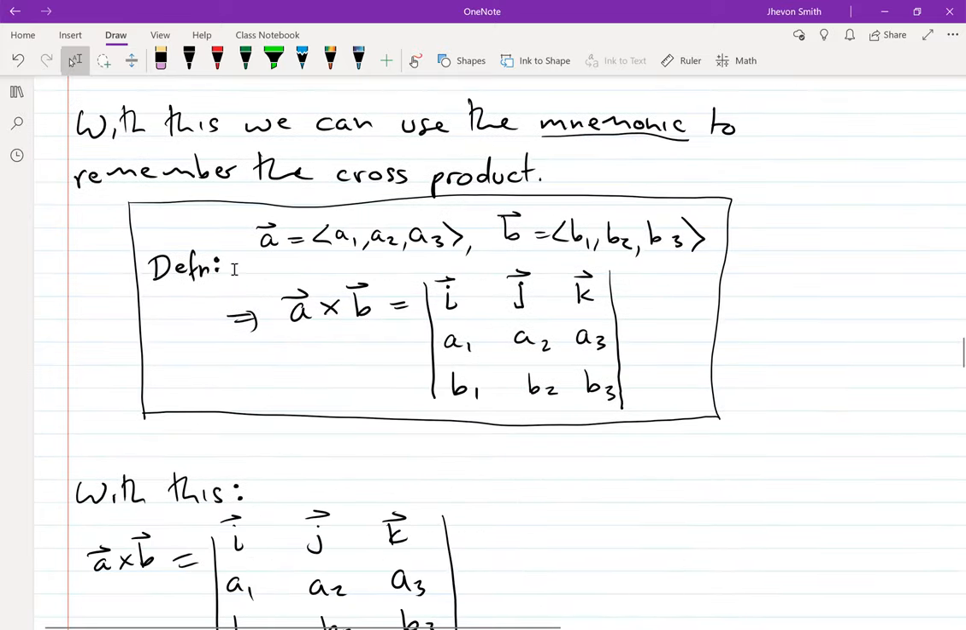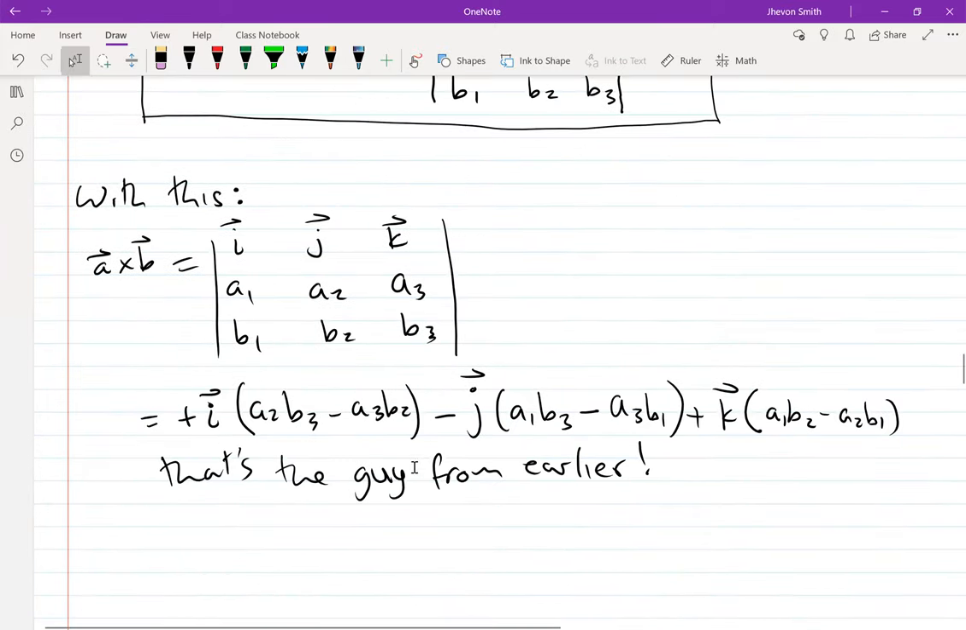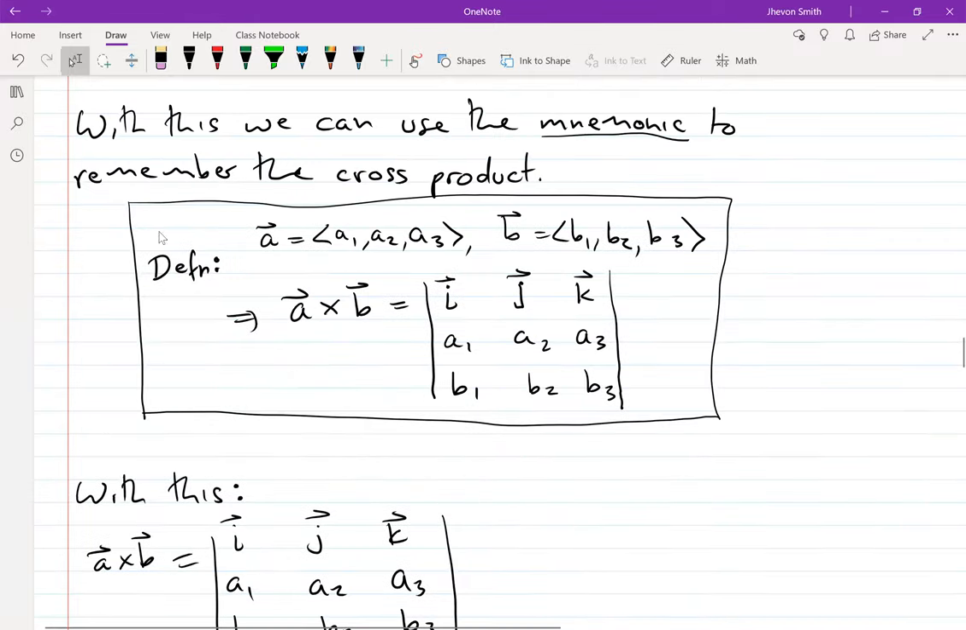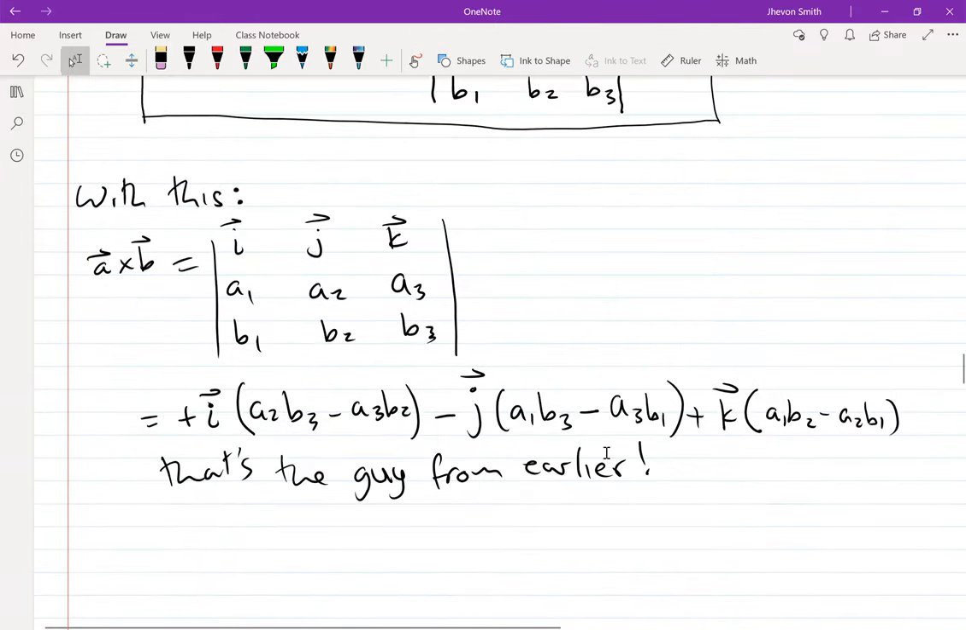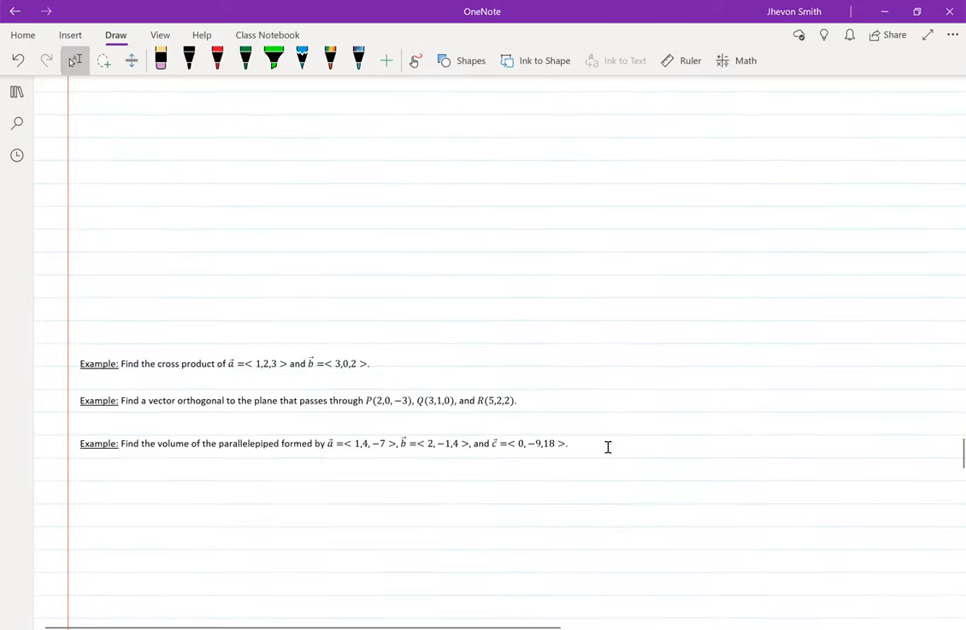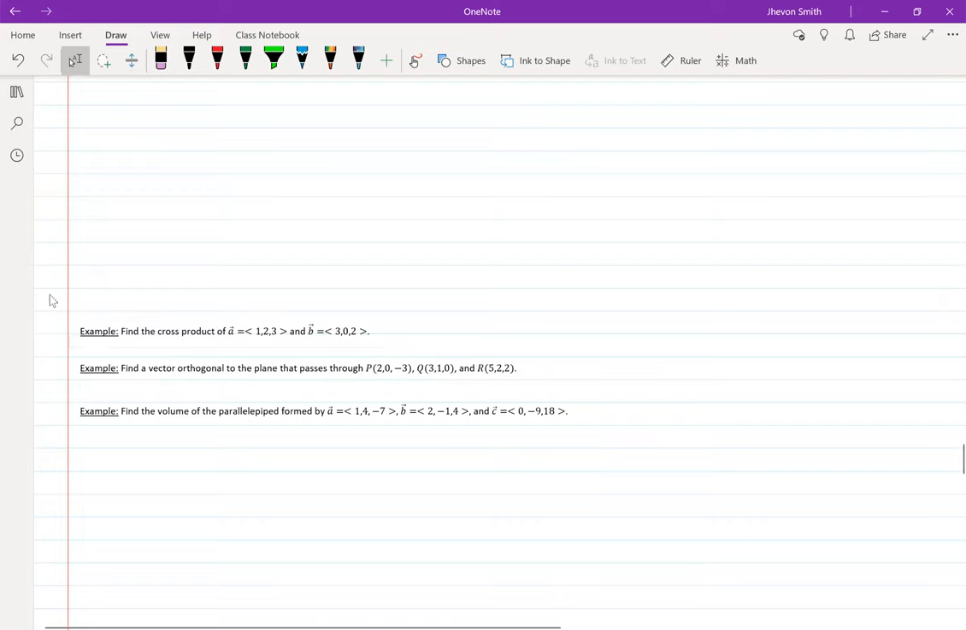Okay, so that's how we do a cross product. By doing this calculation, we can define it. Whenever you realize that, hey, I need a cross product here, or hey, I need a vector that's orthogonal to these two vectors, you are going to do a cross product and you're going to use this mnemonic. So let's actually do some examples.